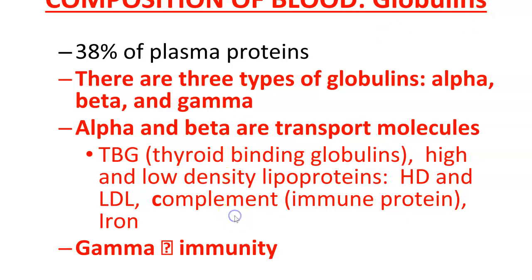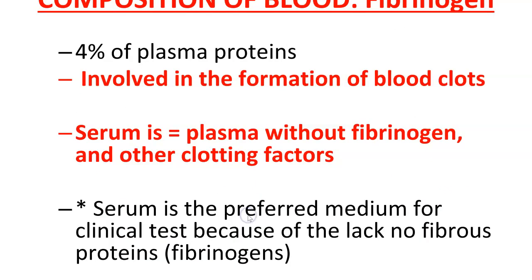The last component of the proteins of plasma, the least abundant, is fibrinogen. Fibrinogen is involved in clotting. It is a fibrous type of protein, and when it is removed from plasma, plasma is then called serum. So the liquid that appears after blood has clotted is serum, not plasma.